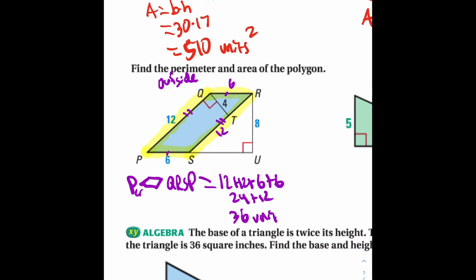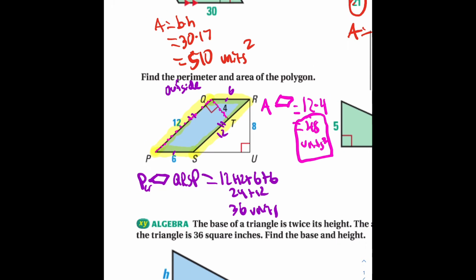And again, I'm not sure what my label is. But area is going to be the area of a parallelogram. So right here, I see that, okay, I do actually have a base of 12 and a height of 4. So the area of my parallelogram equals 12 times 4. 12, 24, 36, 48 units squared. Our area is always squared, our units.